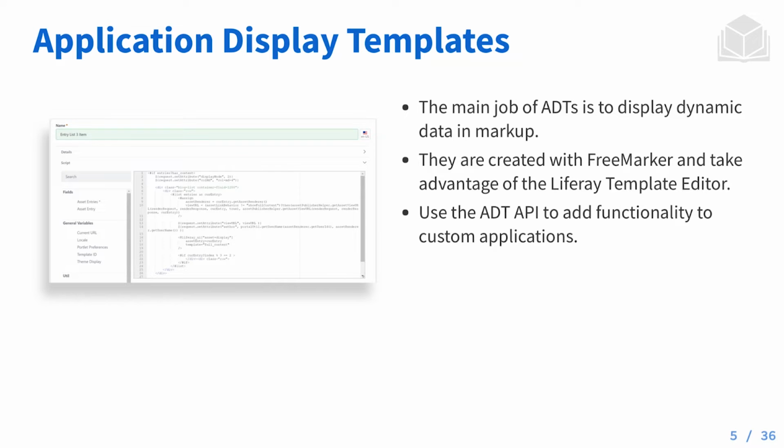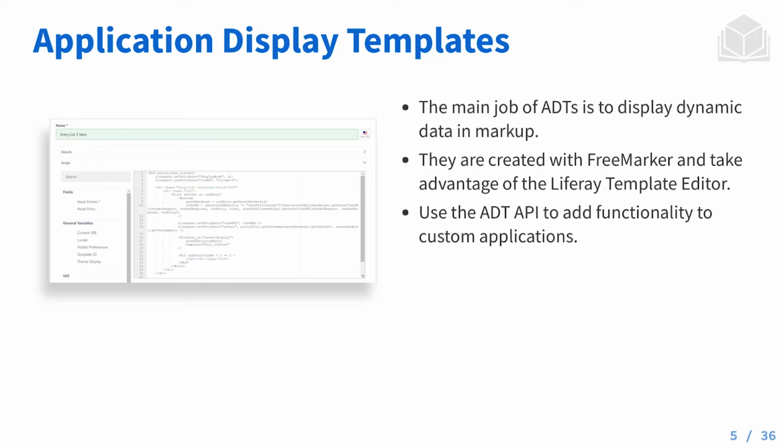Let's start our template journey here by taking a look at the application display templates. Now, application display templates are going to be unique in that their primary job is to display dynamic data in markup. One of the ways they do this with our widgets is by using the asset renderer code to reference not only the assets on display, but also what information we want to display and control with those assets as well. So we can use these ADTs, which is a shorter way of saying application display template, to add a new presentation to our different widgets or applications that are displaying some of our content.